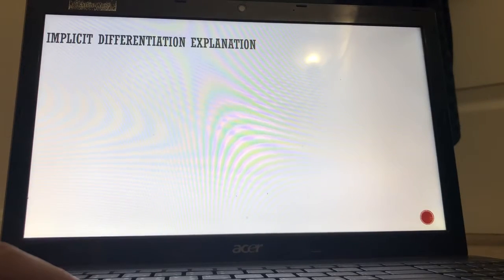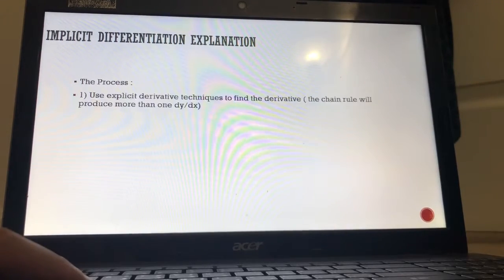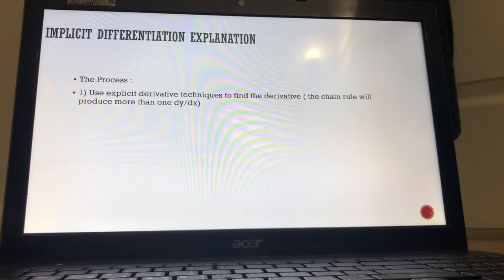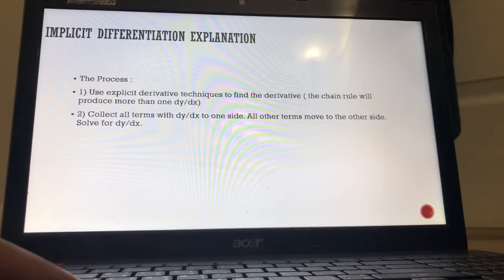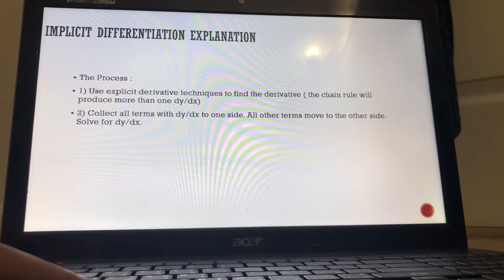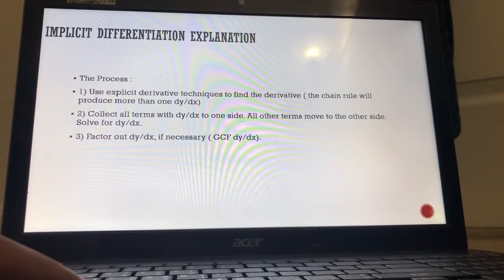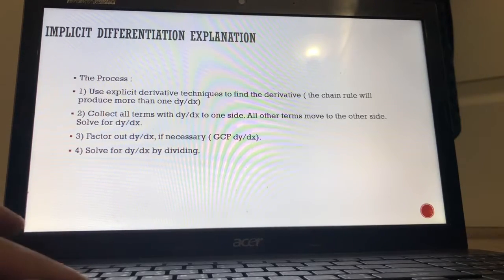First, we're going to start with implicit differentiation, the process. Use explicit differentiation techniques to find the derivative. The chain rule will produce more than one dy/dx. Collect all terms with dy/dx to one side, and move all other terms to the other side. Solve for dy/dx. Factor out dy/dx if necessary, as the greatest common factor of dy/dx. Solve for dy/dx by dividing.